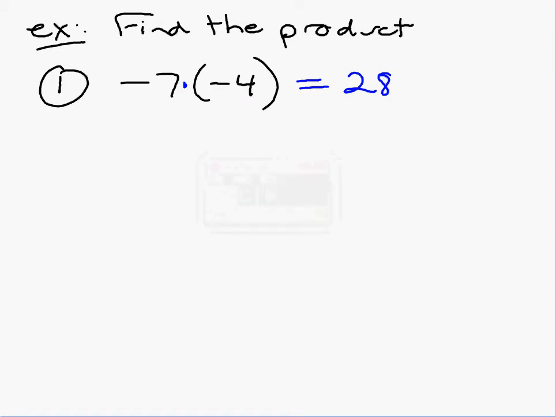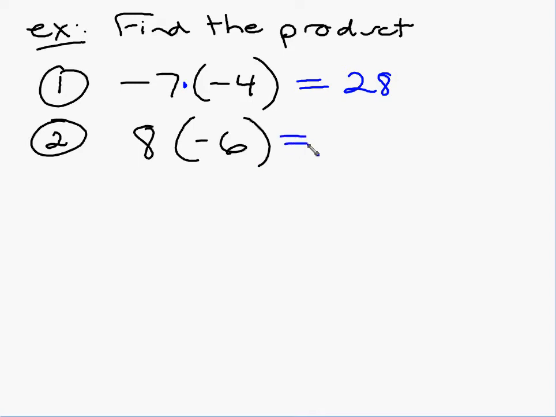Let's do another one. 8 times negative 6. A positive times a negative is a negative. So then you just do 8 times 6, right? So this is going to be negative 48. If I have one of each in any order, it's always going to be negative. Just trust it. That's the way it is.